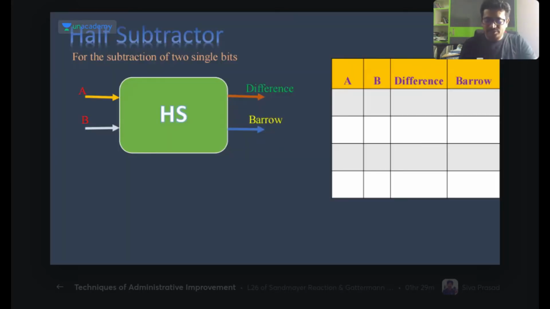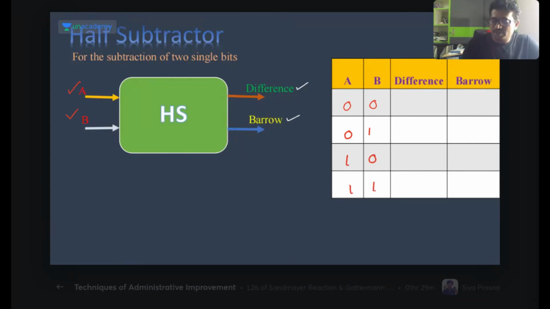Yes. Next one, the subtractor. The subtractor also has two inputs, A and B. It has two outputs: one is the difference, the other is the borrow. So tell me the combinations here: 0 0, 0 1, 1 0, 1 1.